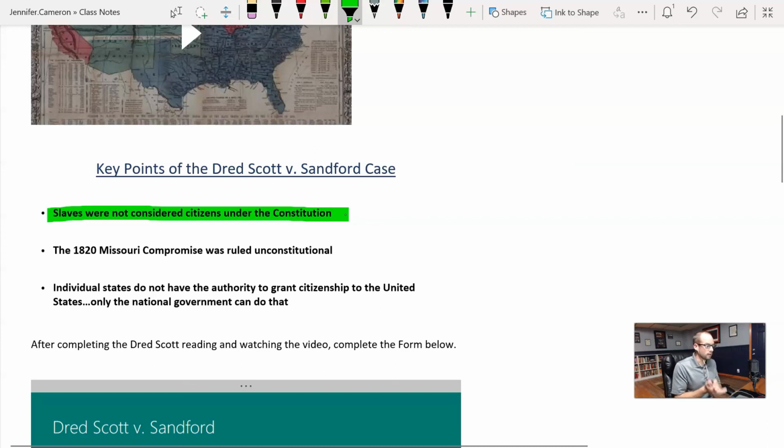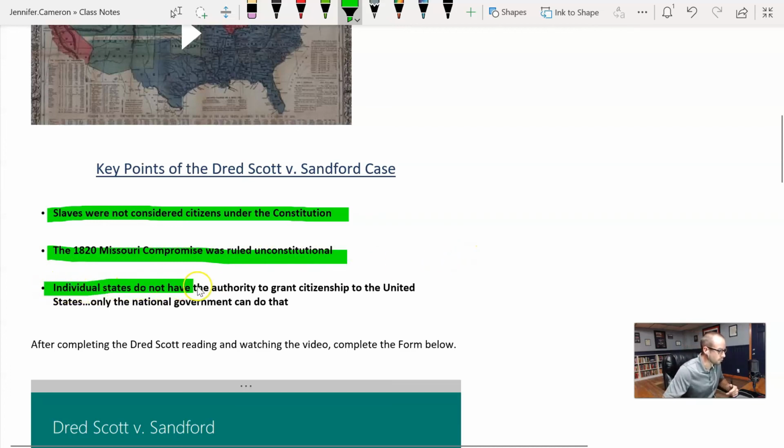They ruled that since Dred Scott was not a citizen, he had no legal rights and therefore could not sue for his freedom. They also ruled that the 1820 Missouri Compromise was unconstitutional, meaning it went against the Constitution. And they also ruled that individual states do not have the authority to grant citizenship to the United States. Only the federal or national government can do that.